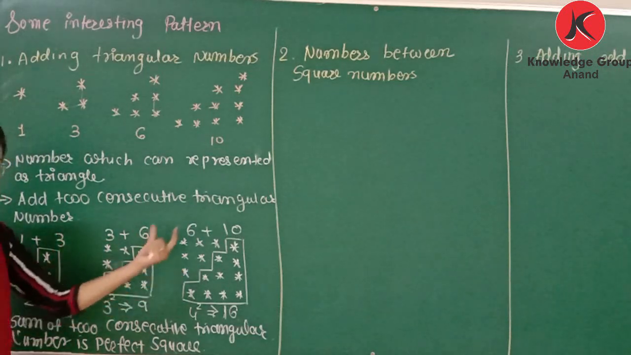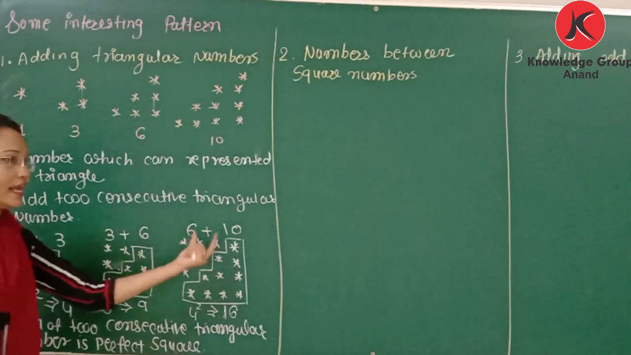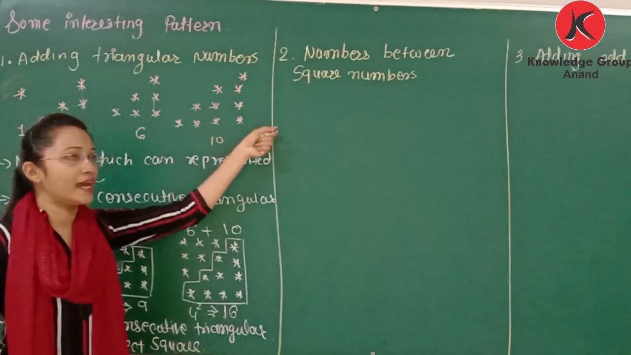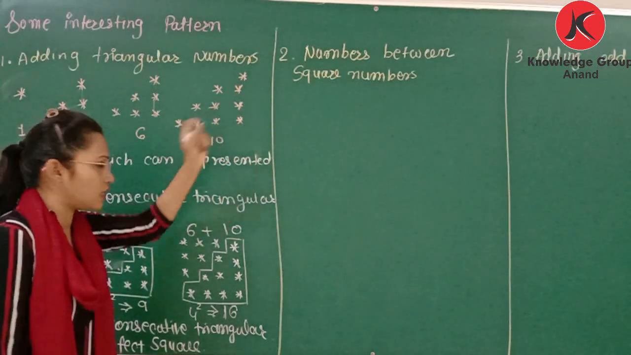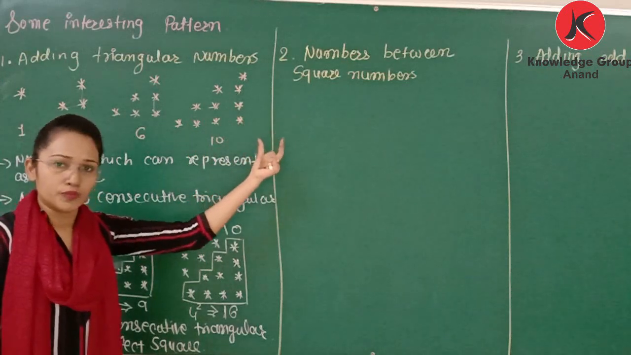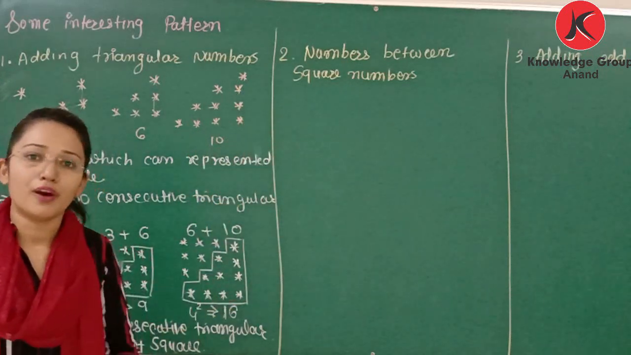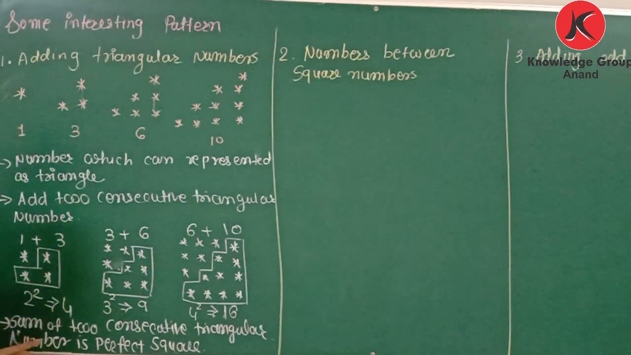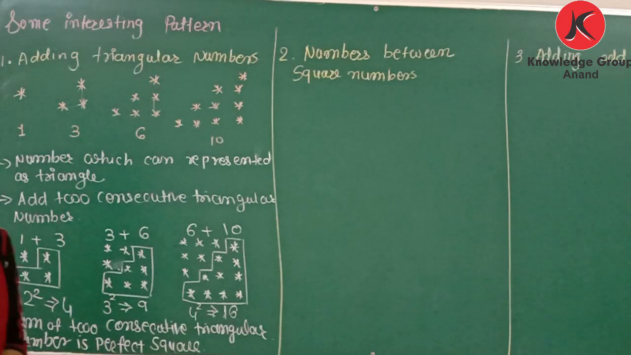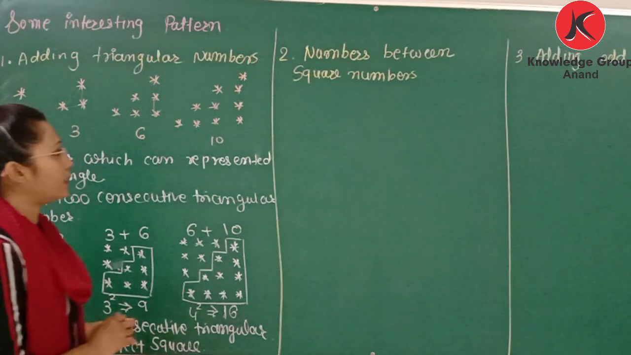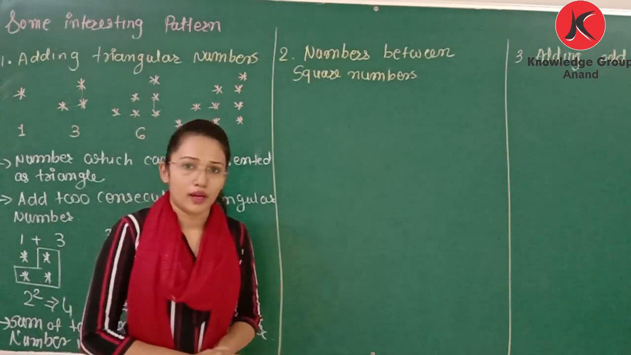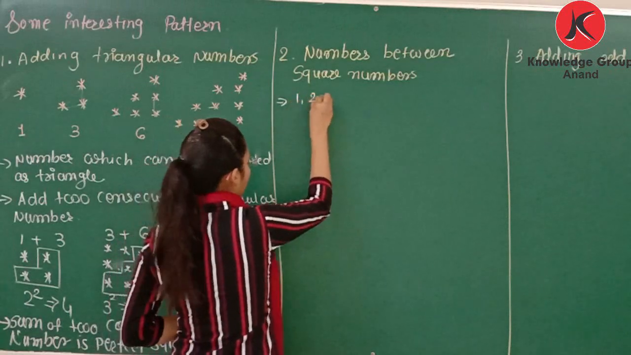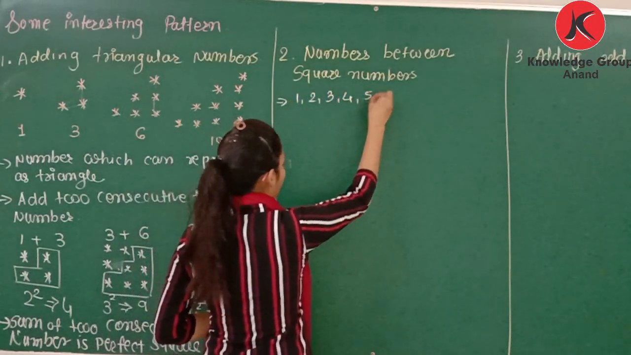You can find the next number, and if you add 10 into that, you will get a perfect square number. For example, after 10, what is the triangular number? That is 15. If you add 10 and 15, then you will get 25, and 25 is a perfect square number. So it means if you add two consecutive triangular numbers, you get a perfect square number. Now next, numbers between square numbers. Okay, so let's write all the numbers 1, 2, 3, 4, 5, 6.